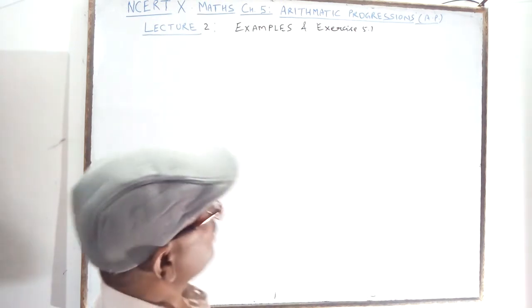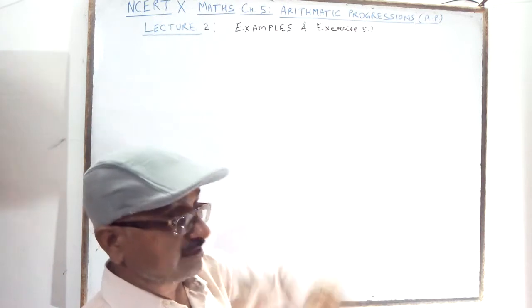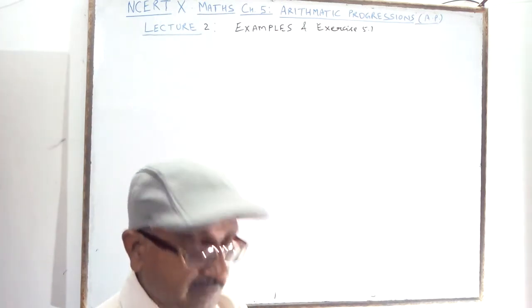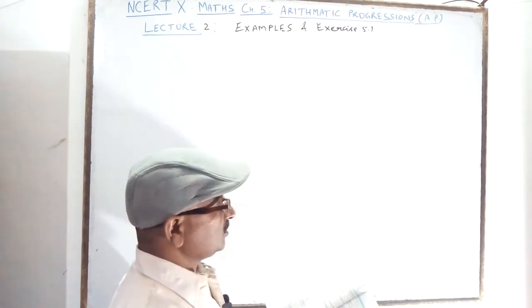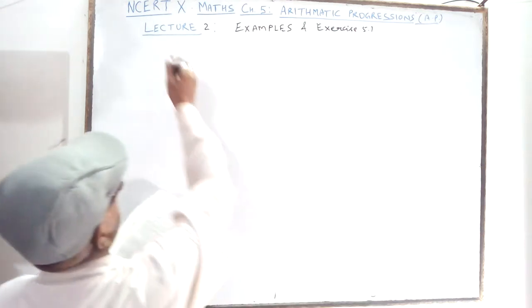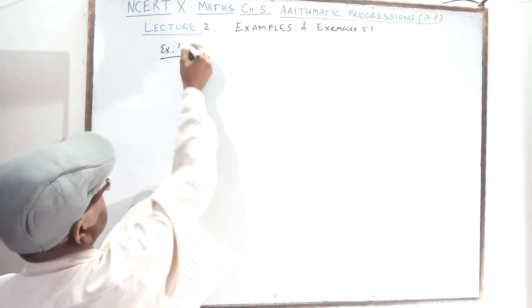In this, you have already finished the introduction of the AP, what is an AP and how you will get the numbers. Now see the examples given in the book. Example 1 is given here.